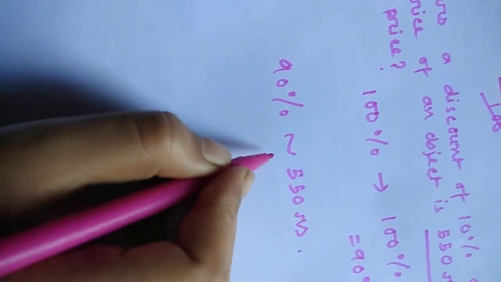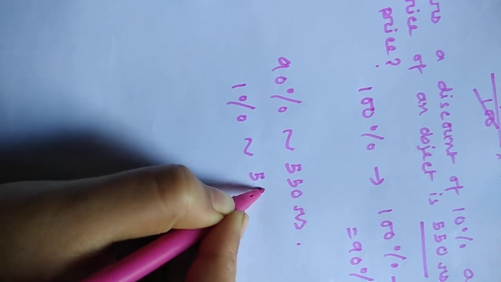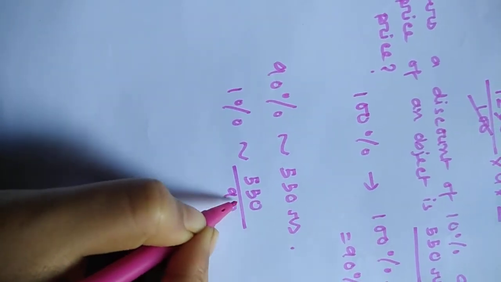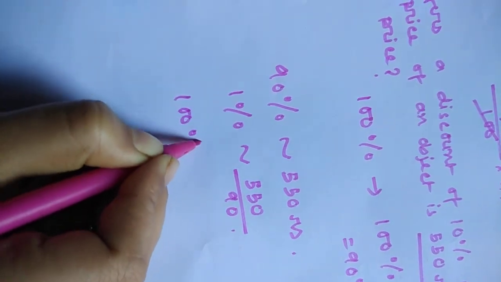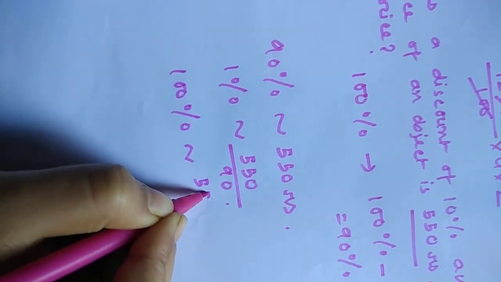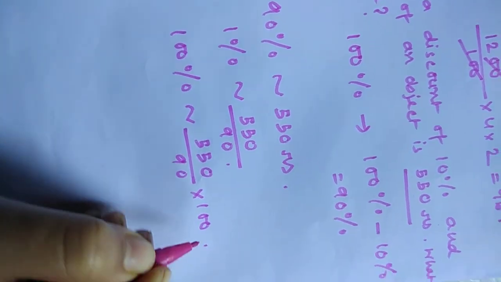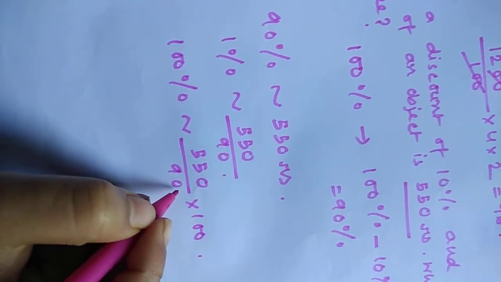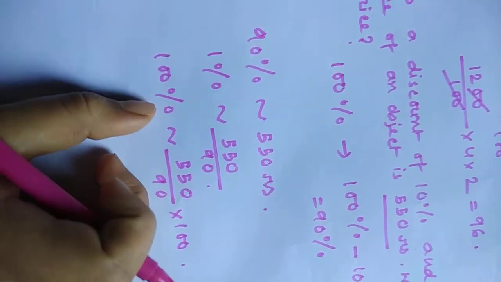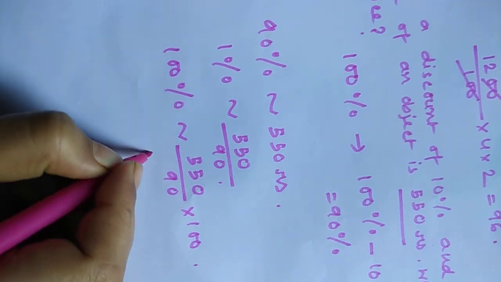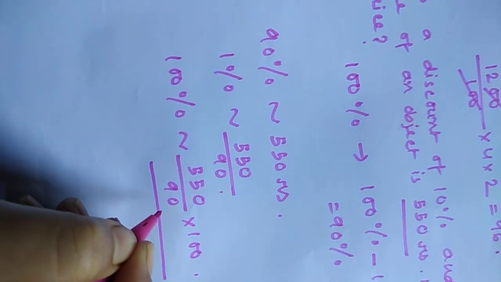So we have to find the original price, that is, how much did the object originally cost. So 90% is equivalent to 550 rupees. How much is 1%? 1% is equivalent to 550 divided by 90. Okay, so 100% is equivalent to 550 by 90 into 100. This is the original value of the object. And now we can very easily do this calculation and find the value of 100%, that is the original price of the object.